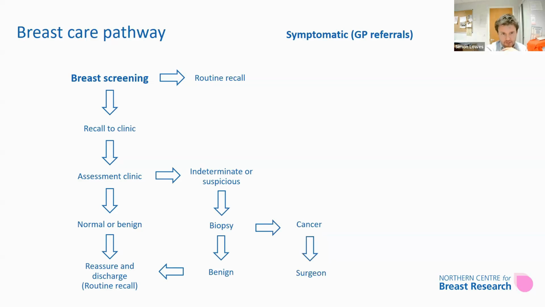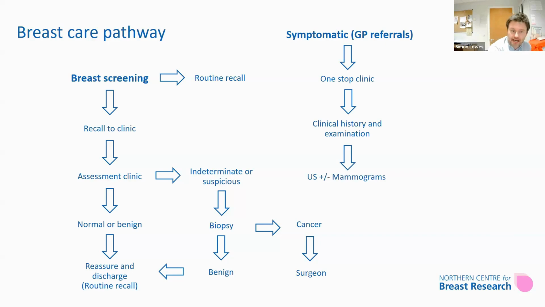The second route into our service is via the symptomatic pathways. These are GP referrals to our 2-week wait one-stop clinics. So patients present with a variety of different breast symptoms to GPs, and we see them in clinic and give them a triple assessment. Initially they'll have a clinical history and examination by a member of the surgical team. If at that point it's deemed appropriate for the patient to have imaging, which is the vast majority of our patients in practice, the patient will then go on to have normally an ultrasound scan, and if the patient's 40 or older, they'll have mammograms as well.